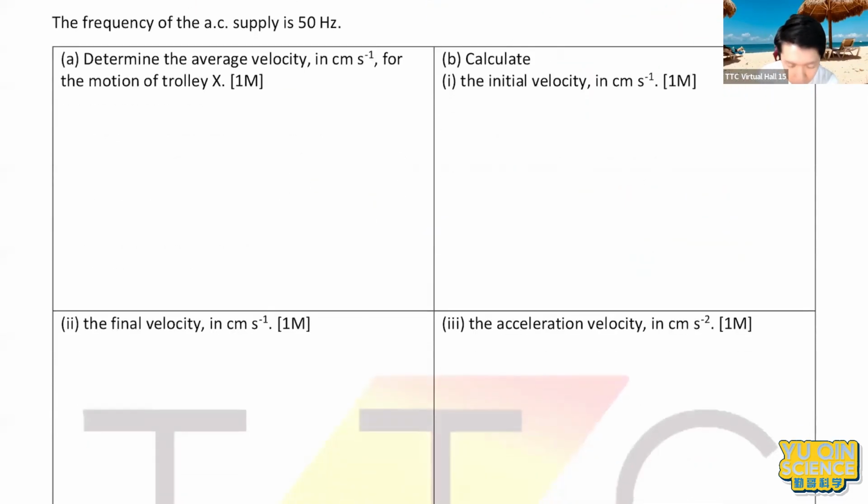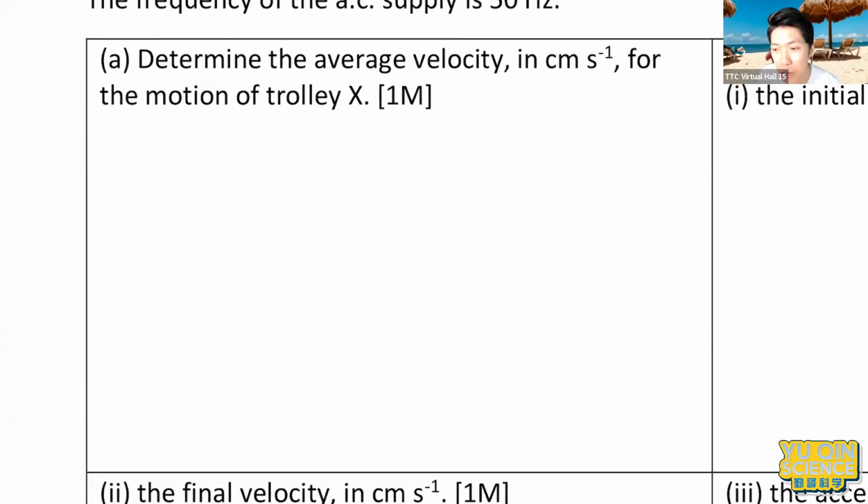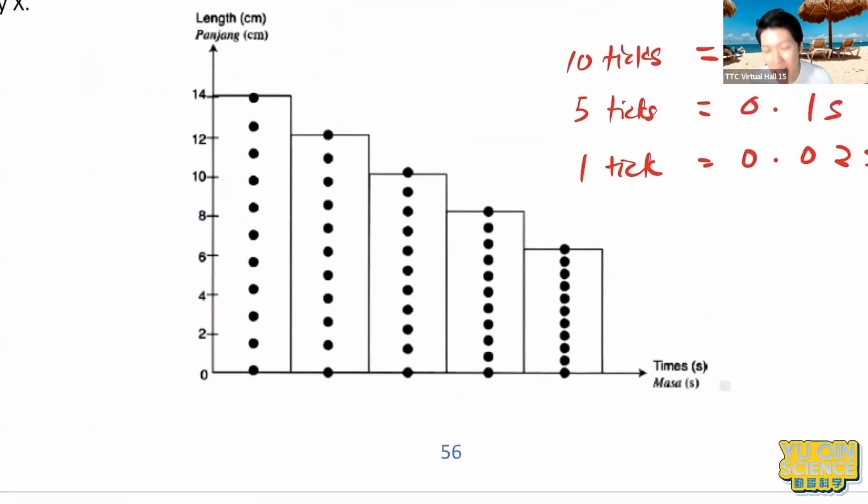Let's get to some calculation. Determine the average velocity in cm s^-1 for the motion of the trolley. Okay, cool. Average velocity, my friends. Average velocity equals total displacement over total time. What's my total displacement? Displacement basically means length. Total means every strip.